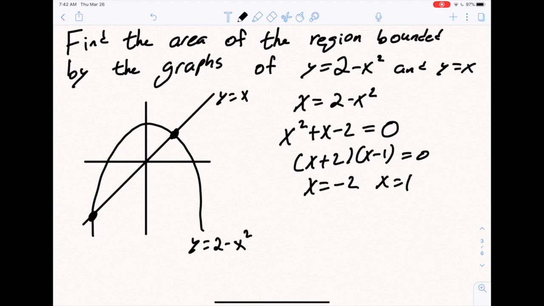So we're going to take an integral from -2 to 1 of the bigger function minus the smaller function. On this region bounded by x equals -2 and x equals 1, the bigger function is this curve here, which is 2 minus x squared. And so we have the integral from -2 to 1 of 2 minus x squared minus x. Again, we're subtracting off x because y equals x is the smaller function. And this is dx because it's all with respect to x.